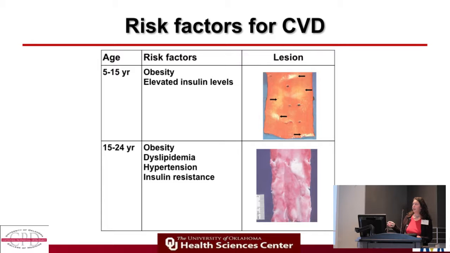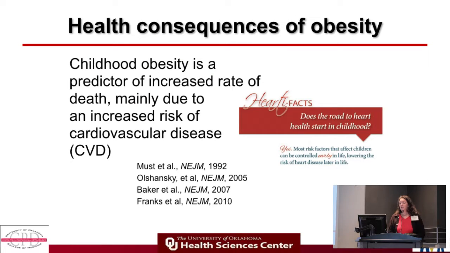So I do feel like it is our job to stop this process, because by 24, if it looks like that, that's not good going into adulthood. It's also the biggest predictor of increased rate of death, so cardiovascular disease. So really managing that dyslipidemia and hypertension and obesity in childhood helps prevent premature death.